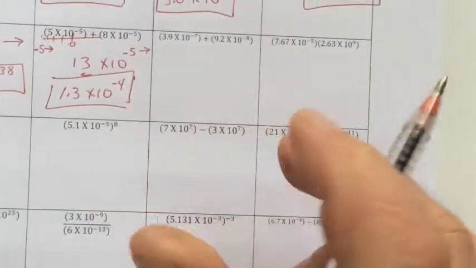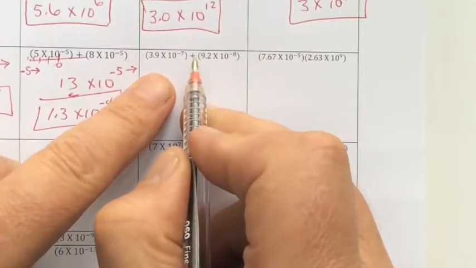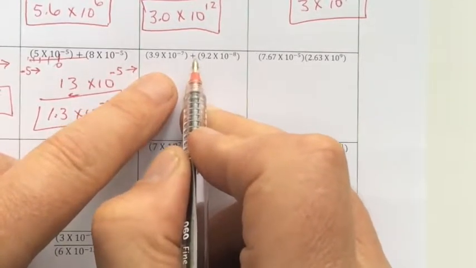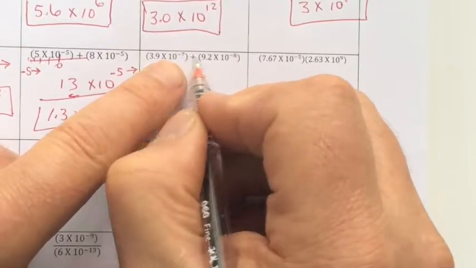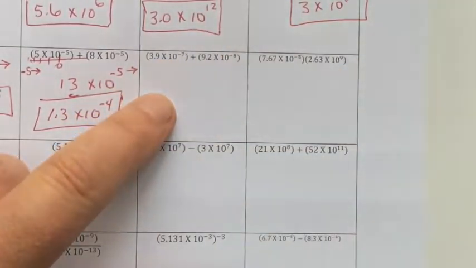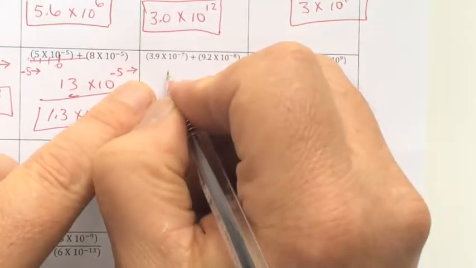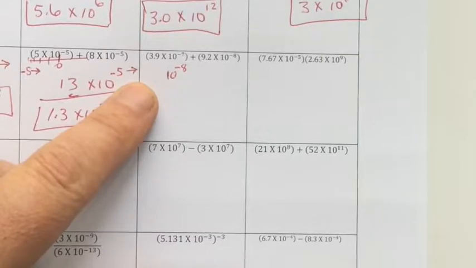The only one you can't do right off the bat is when you add different things. It's like adding fractions. Addition and subtraction have to be the same. So I've got to either make the negative 7 a negative 8 or make the negative 8 a negative 7. It doesn't matter which one, so I think I'll just pick this first one. I'm going to turn that into 10 to the negative 8.